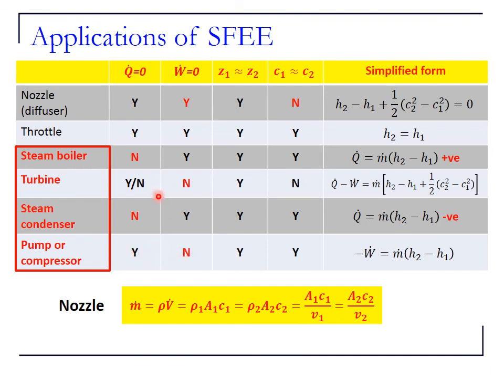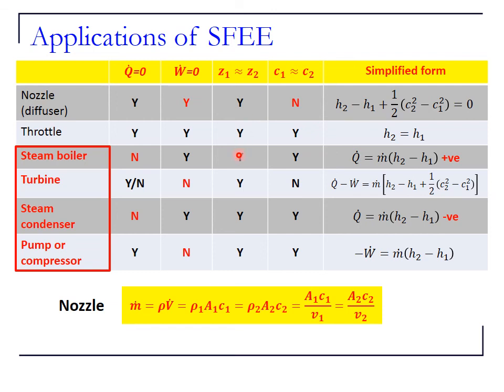In this slide, I have summarized all the devices we just covered: 1, 2, 3, 4, 5, 6. We have covered 6 applications, 6 devices. In this big table, I summarized all these assumptions, like if we can assume the heat transfer is 0, the work transfer is 0, if we can ignore the change in potential energy, and if we can ignore the change in kinetic energy. If we see a Y for yes here, it means that this assumption applies to this device.